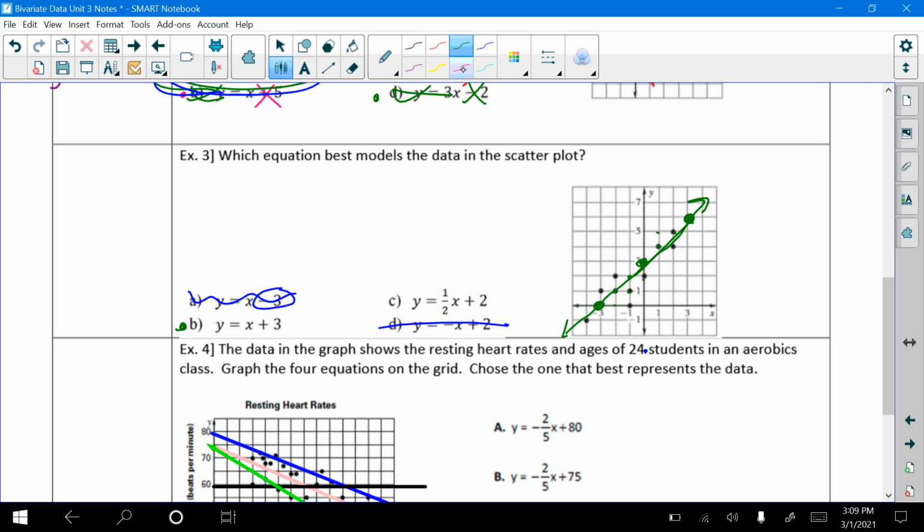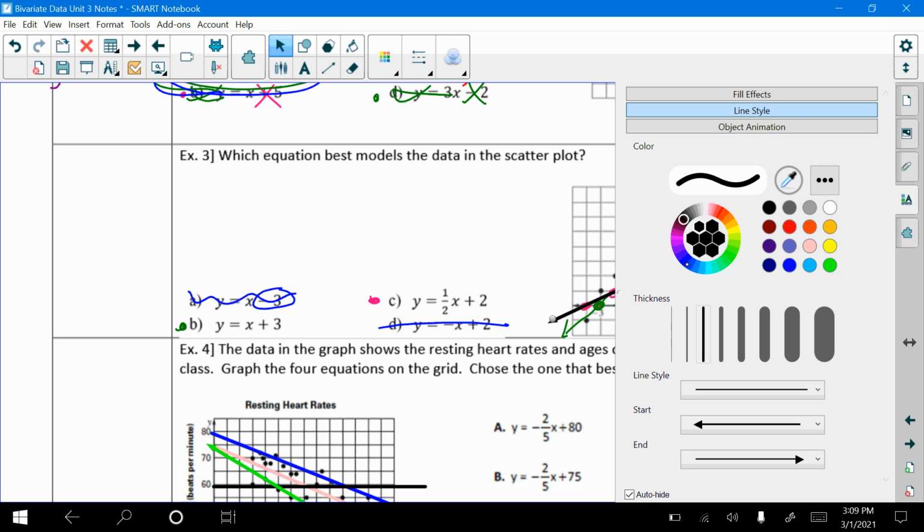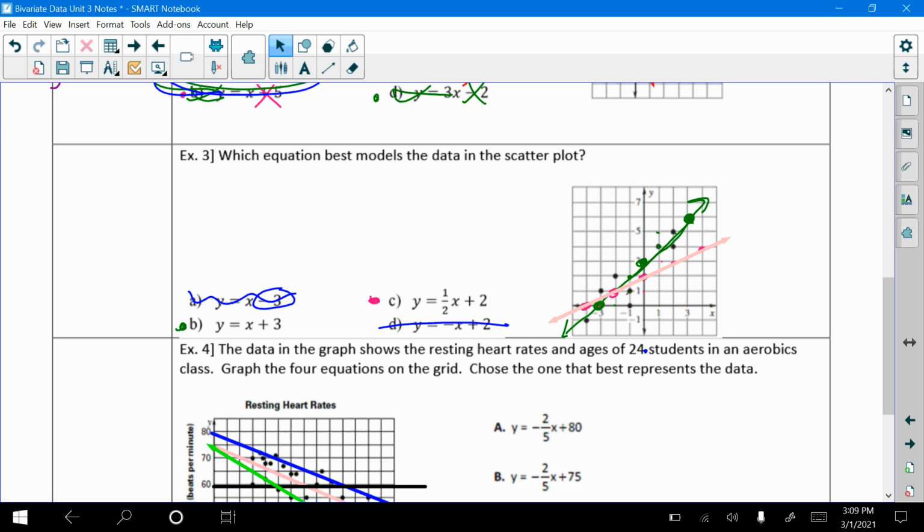Then I'm going to do a pink one, and I'm going to do the same thing with this one. I'm going to go up 2, put a dot, and go up 1 over 2, up 1 over 2, down 1, back 2, down 1, back 2. It touches some of the data, but in general, I don't know that this depicts the average of our data. So I'm going to say green is a definite, and this pink one is a no. Green is the best one that we have to choose from.